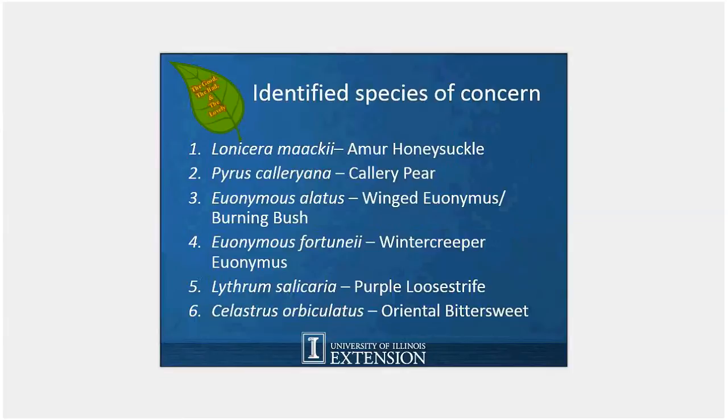Here we have the 6 that were identified. We talked about these last week. Kari and Andrew talked about the identification features. The bush honeysuckles, and it's not just Lonicera maackii. There's a couple others. But we also have Callery pear, the winged euonymus, which is burning bush. We also have the winter creeper euonymus, purple loosestrife, and Oriental Bittersweet. And with that, I'm going to turn it over to Jennifer, and she'll talk about the first 3.